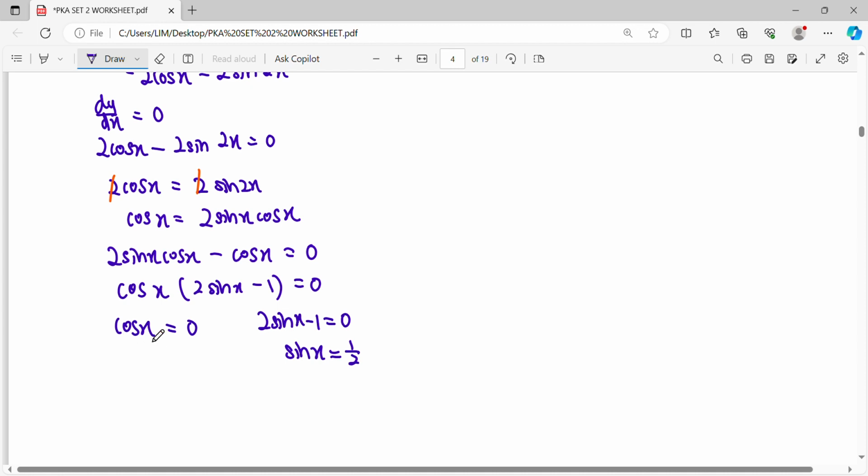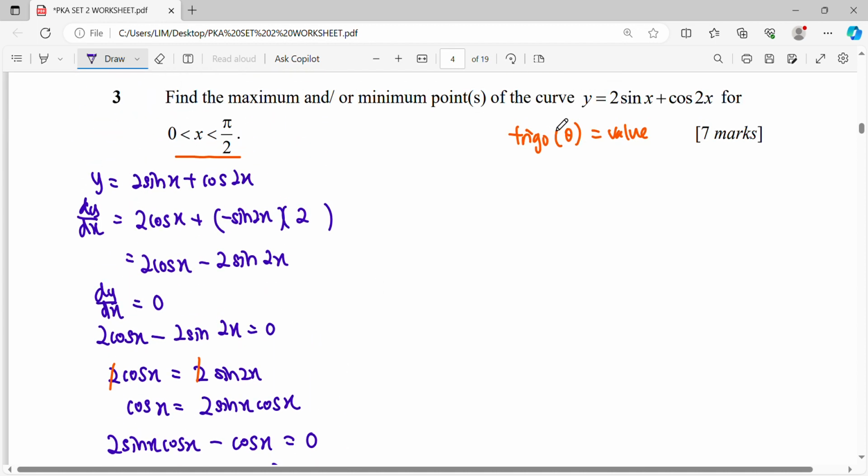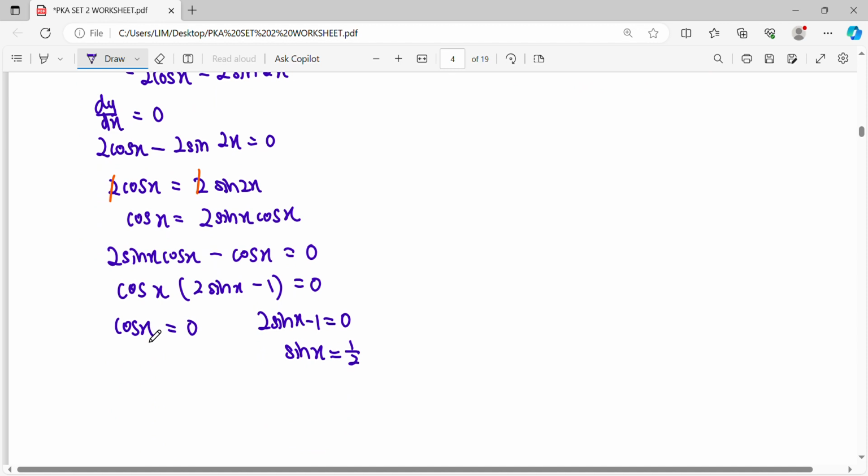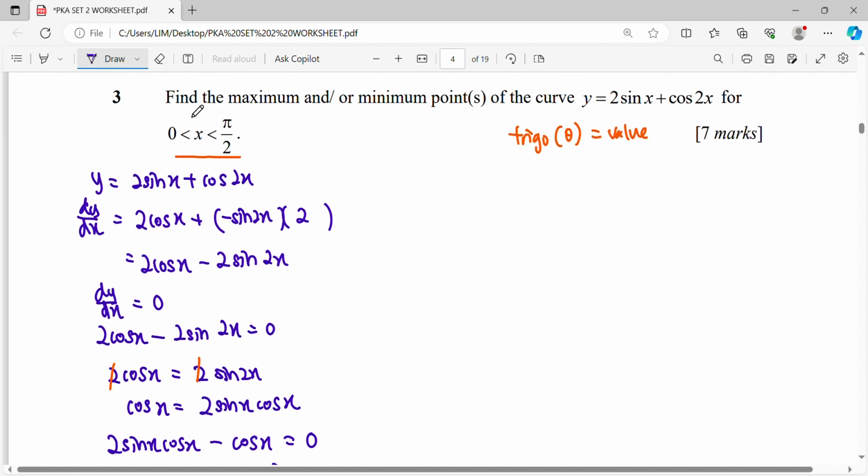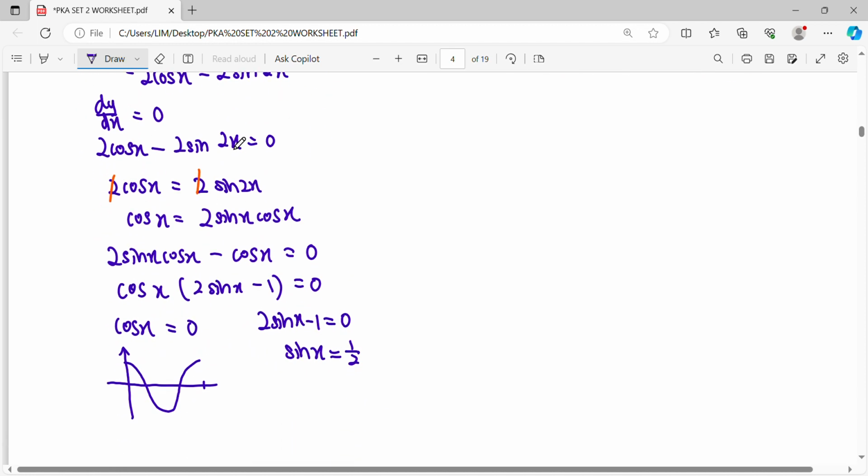You want to solve your trigonometry equation, you have to simplify until you get trigo, what's the angle, what's the value. So our trigo here is cos, angle is x, value is 0. So special value, special angle: trigo, angle, value, also special. So you can refer back to your table or your graph. What kind of angle can give you value 0 in cos x? So how far do you want to answer this? 0 until pi over 2 only. So pi over 2, here is 2 pi, here will be pi over 2. So we just focus on this.